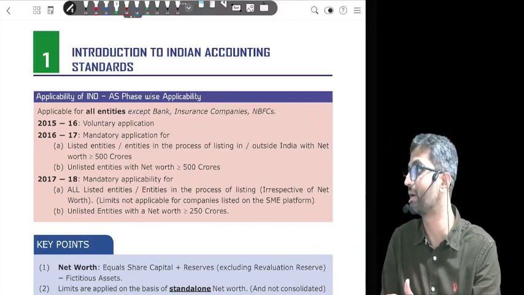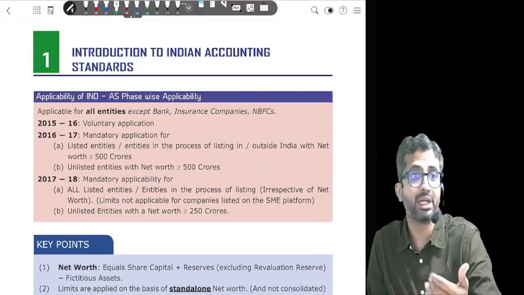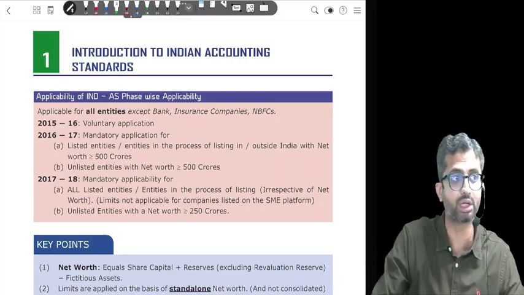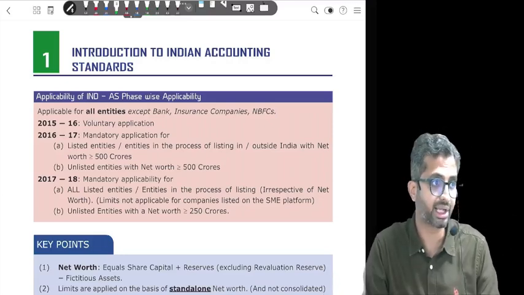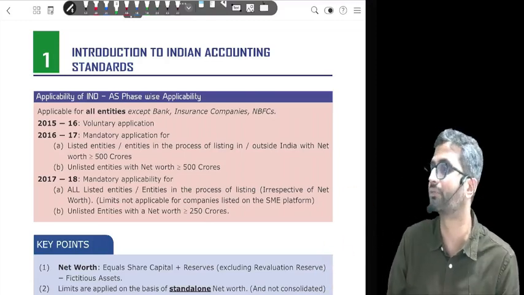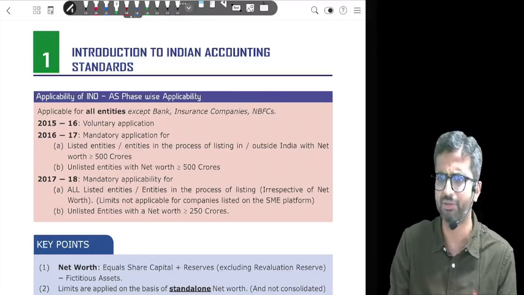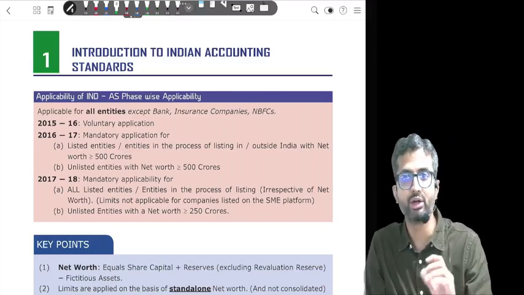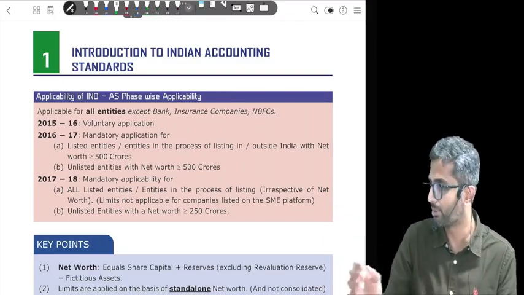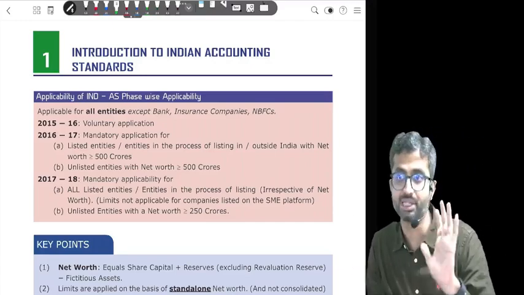So for you, from an exam perspective, what you have to remember is, for every unlisted company having a net worth of greater than or equal to 250 crores as on the last audited balance sheet date, Ind AS is applicable. And for every listed company, irrespective of the net worth, it does not really matter, Ind AS becomes applicable. Are we clear with this? So that should kind of suffice. So this is your applicability, and when you look at the applicability for listed companies, the only people who are exempted over here are companies listed on the SME platform.